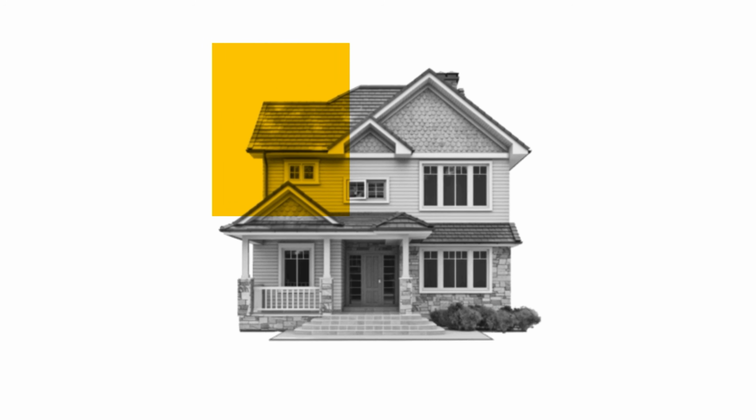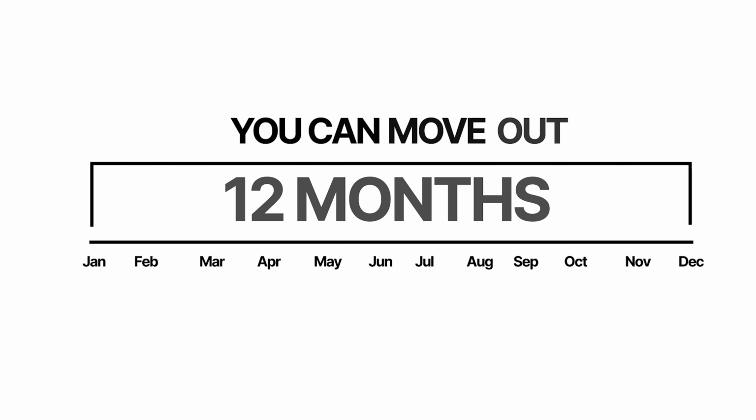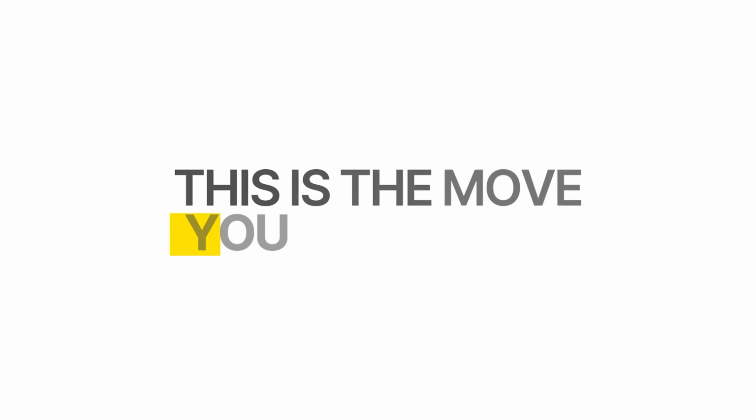Live in one room or one unit, rent out the rest, let the rent offset your housing cost. After 12 months, you can move out, convert your unit to a rental, and do it again on the next property. Each cycle, you are building a portfolio with a fraction of what a traditional investor needs. If you are buying your first property, this is the move you should do.